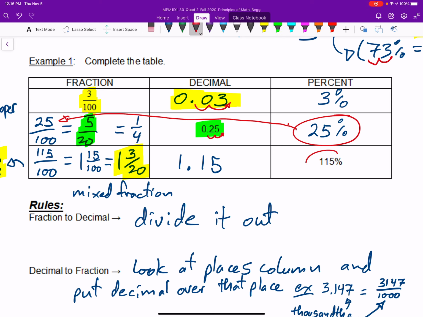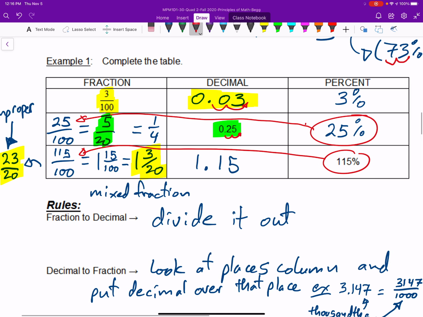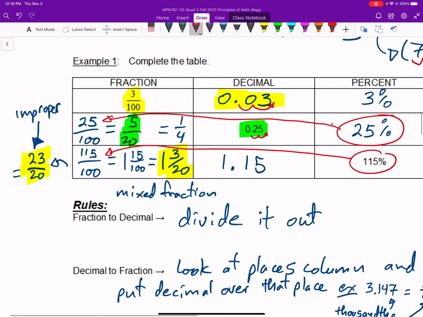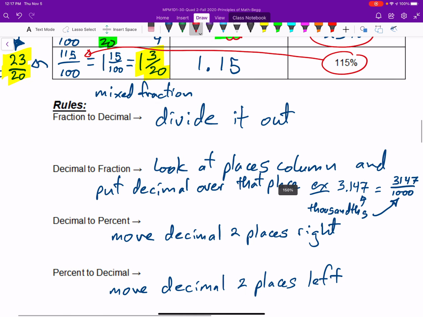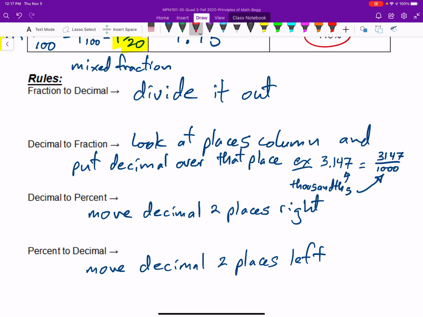Again, if I was to take 115%, that means out of 100, so I could start with that, and then I could reduce it. I could reduce it as a mixed fraction if I wanted to, as 1 and 15 over 100, but I still need to reduce that 15 over 100 to 3 over 20. 5 goes into the top and bottom. Or as an improper fraction, I could divide the top and bottom of 115 over 100 by 5, and I get 23 over 20. We're going to talk about mixed and improper fractions in a separate lesson, so don't worry if you've forgotten about them. We're going to review that.